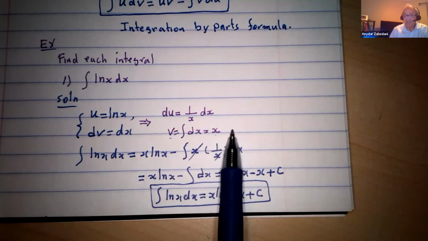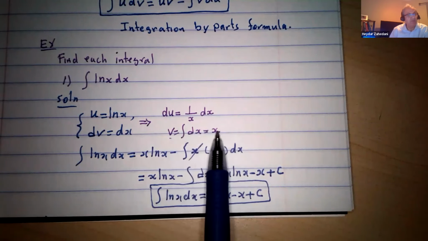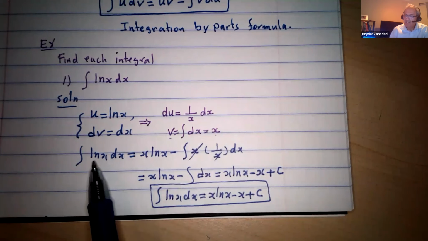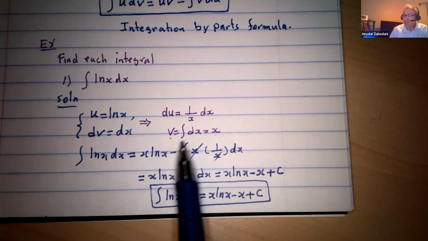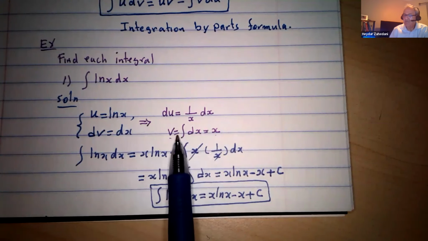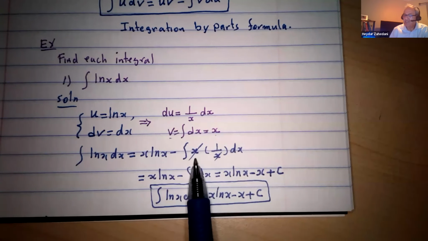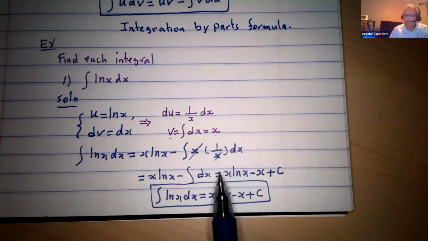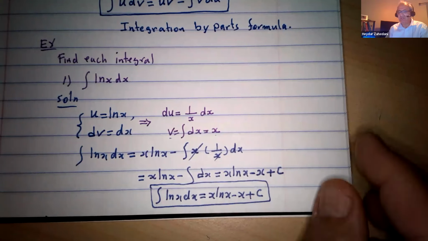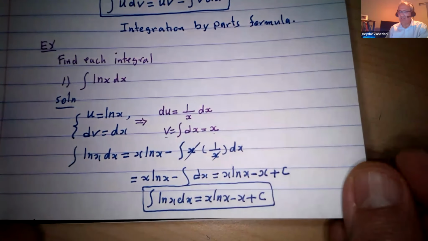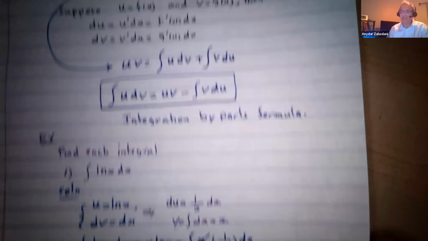You don't have to add the c here because this is not the final part of the problem. Then you form the formula: the integral of u dv would be uv, x ln x, minus the integral of v du. v is x, du is 1 over x dx. Simplify it, an easy integral. It's the integral of 1, which is x. You add the constant c and you're done. Okay, so that's case 1: the integral of ln x dx.